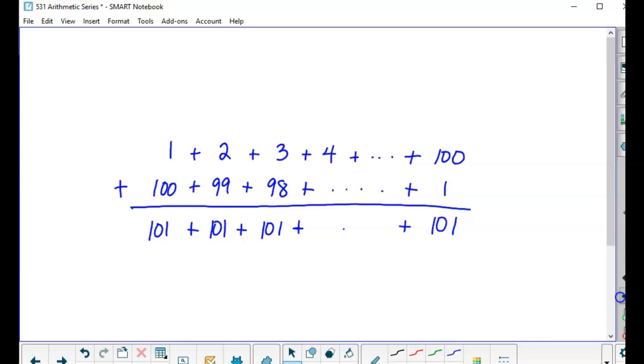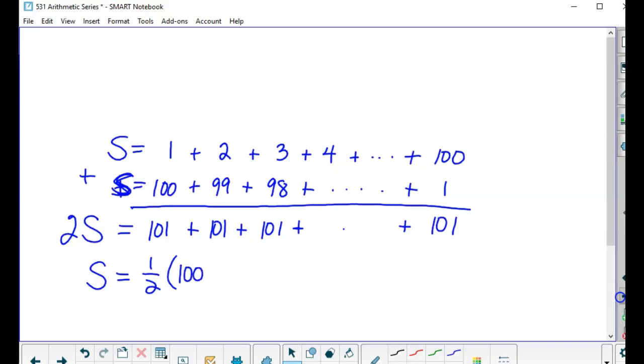So if we call this S equals that sum from 1 to 100, then this is S, and we add those together. Then that means 2S is equal to those. Okay, we're adding the columns. So that means the sum of one of the series is a half of 101 added together 100 times, right? So 100 times 101. All right, that would be the sum of the series.